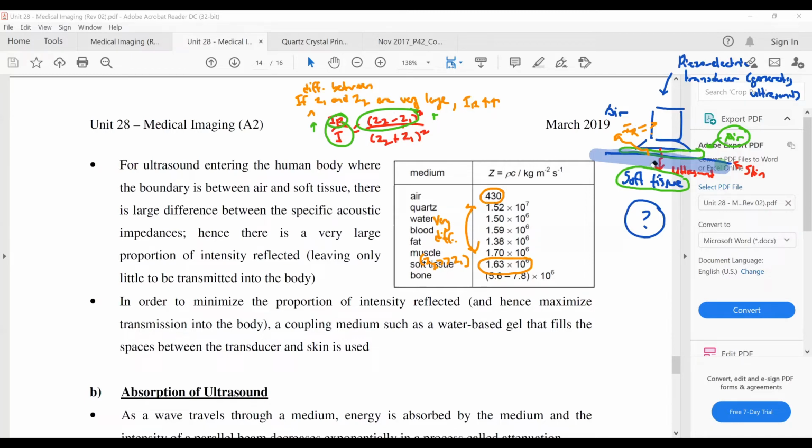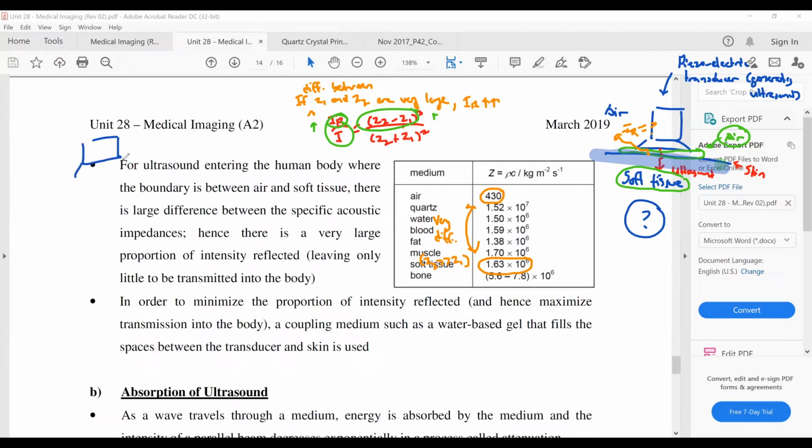If your fraction of intensity reflected is very large, it is not something that you want, because your transmitted intensity will be very little. It won't be able to penetrate deep into your body. So you do not want that. If you want to overcome this kind of problem, what do you have to do? We will tell you that when you want to use your ultrasound transducer or piezoelectric transducer onto your skin, you put some sort of gel.